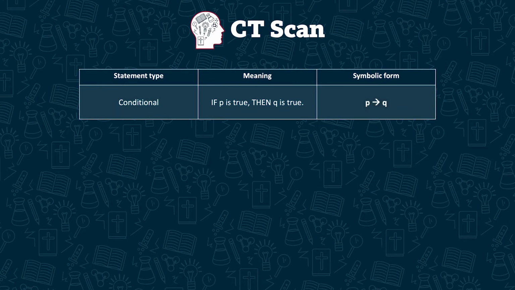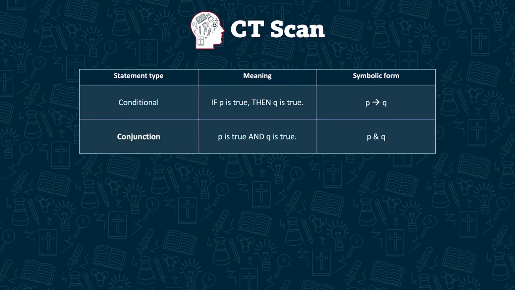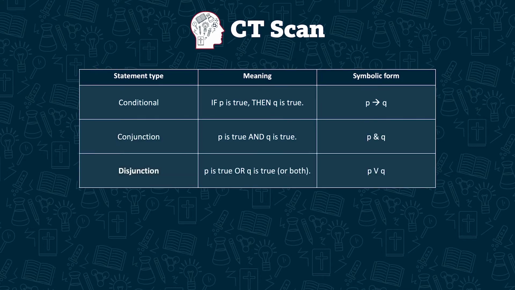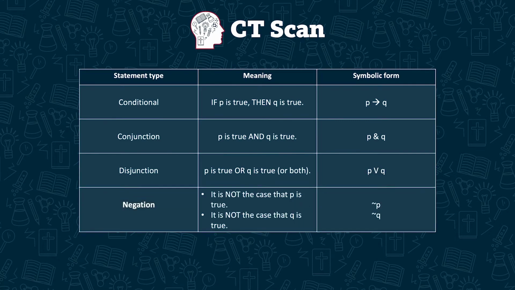P and Q. Other types of compound statements include conjunctions, which have two claims connected with the words and or but, symbolized by an ampersand, and disjunctions, which have two claims connected with the word or, represented by this symbol, which looks like a capital V. You can also represent the negations of simple or compound statements with this tilde symbol to say something is not the case. For instance, not P means it is not the case that humans and chimps share a common ancestor.